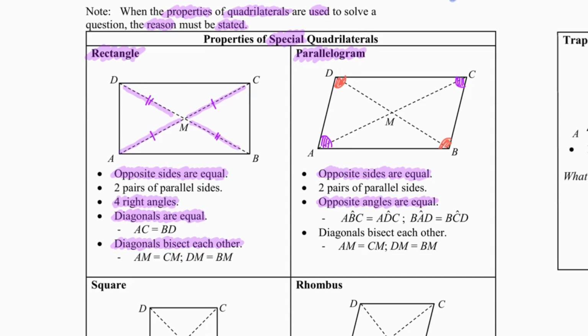And again, the diagonals do bisect each other. Again, this means that AM and MC are equal. Bisect means cut into equal parts, cuts into two equal parts. So DM and MB are also equal to each other.